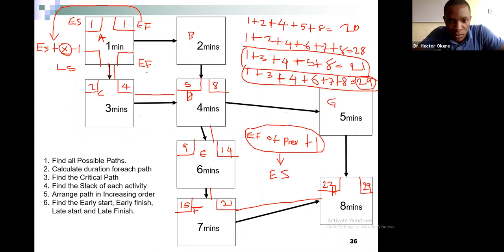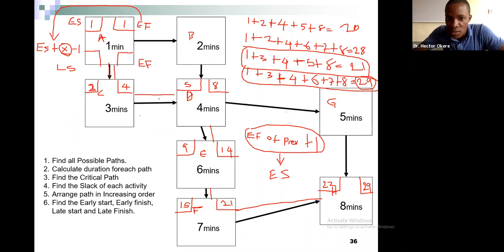Okay, so next is the early finish of the previous activity. Here is 1 plus 1, which is the early start for the next activity. So 1 early finish plus 1 equals 2. That is your early start for this activity, 2. Now, early finish for this activity is early start plus X: 2 plus 3 is 5, minus 1 is 4.